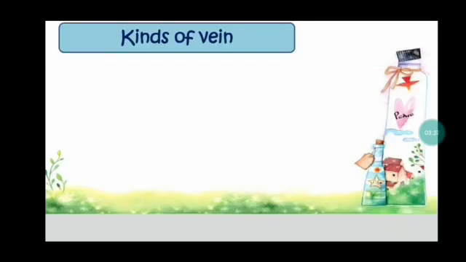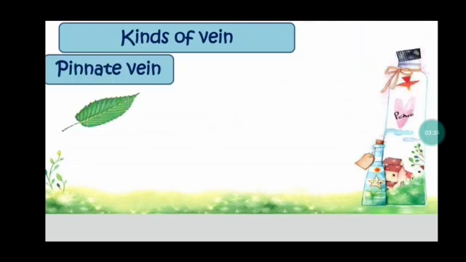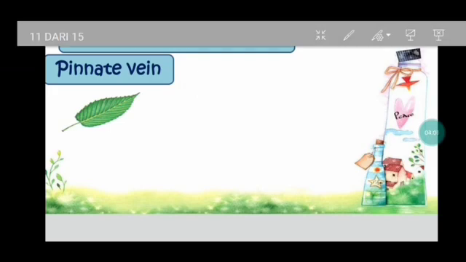And then the leaf veins, tulang daun itu sendiri, it is divided into four. The first, pinnate vein, or in Bahasa tulang daun yang menyirip. You can see here the picture. So if I ask you other examples of pinnate vein, tulang daun menyirip, there are mango leaf, guava leaf, so many that commonly the plant have pinnate vein, or sometimes we say net vein, tulang daun menyirip.